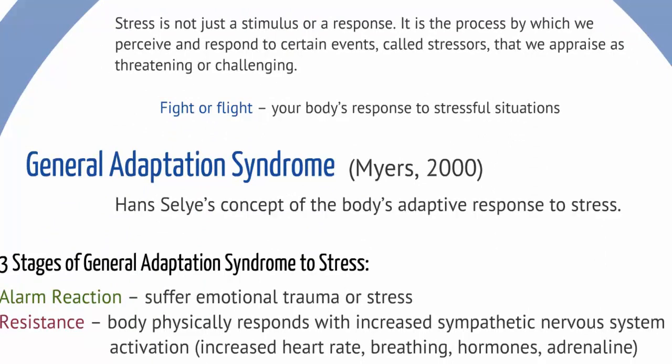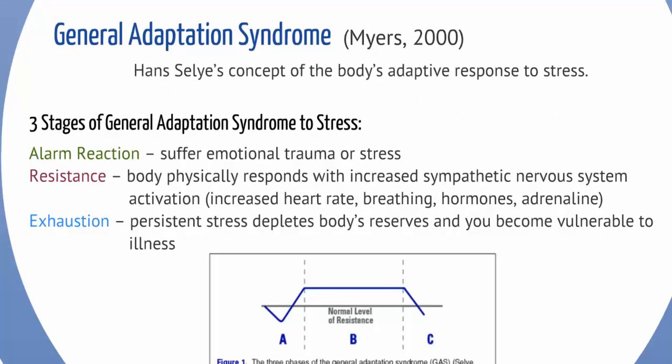Selye developed what he called the general adaptation syndrome, which is his concept of the body's adaptive response to stress. The three stages of the general adaptation syndrome are as follows. First, the alarm reaction, where we suffer a trauma or some stressful incident. Then we go to resistance, where our body physically responds. Because it thinks we're in fight or flight, we have increased sympathetic nervous system activation, so our heart rate goes up and our breathing rate goes up.